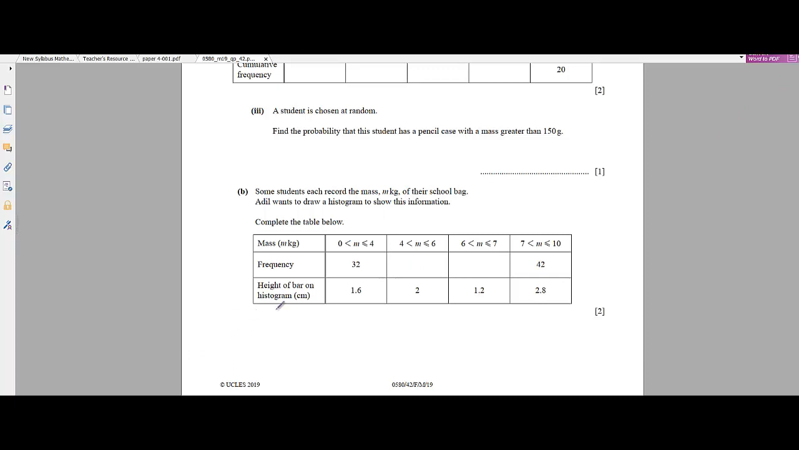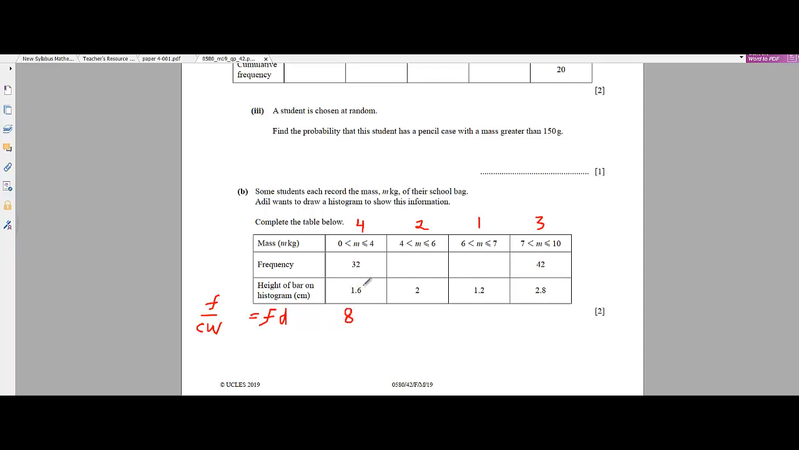First, we have to find the actual frequency density, FD, that is frequency over class width. For your convenience, I am also writing the class interval over here. The class interval of this is 1 and here it is 3. So here the frequency is 32 and the class width is 4. So 32 over 4 is 8. So the actual frequency density is 8.